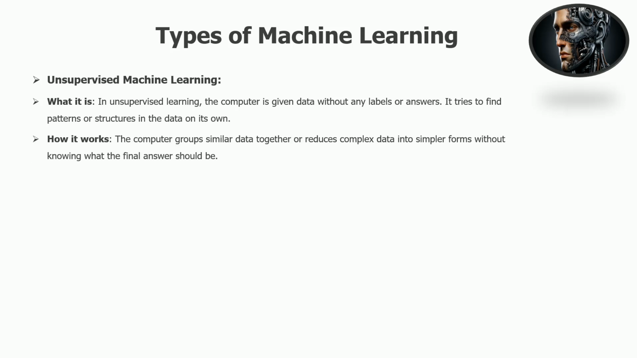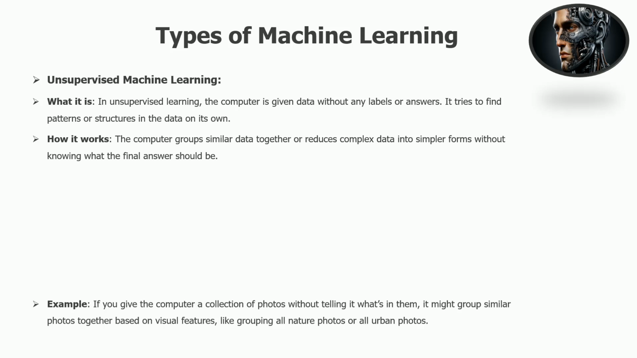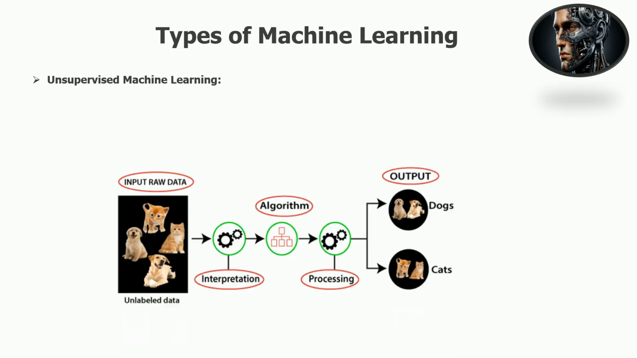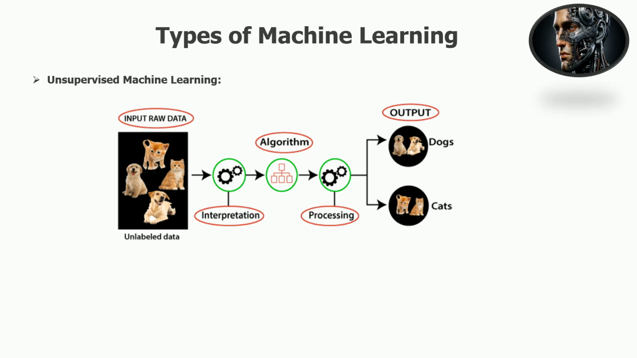So how does it work? The computer groups similar data together or reduces complex data into simpler forms without knowing what the final answer should be. Here we have an example. If you give the computer a collection of photos without telling it what's in them, it might group similar photos together based on visual features, like grouping all nature photos or all urban photos. Here we have another example which will help you to understand unsupervised machine learning.